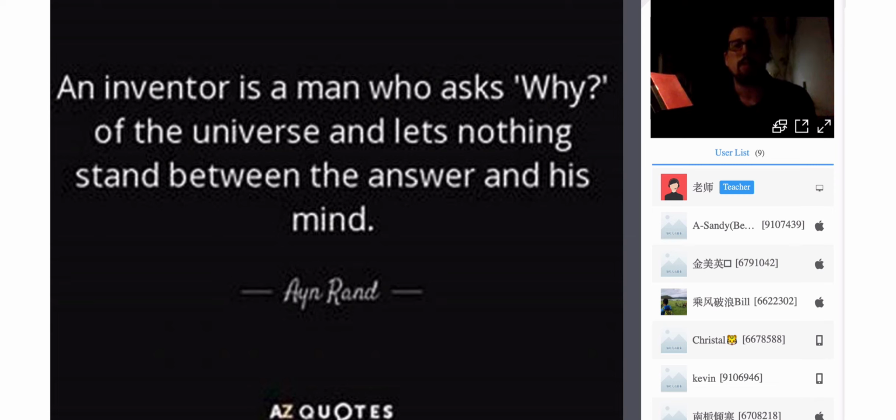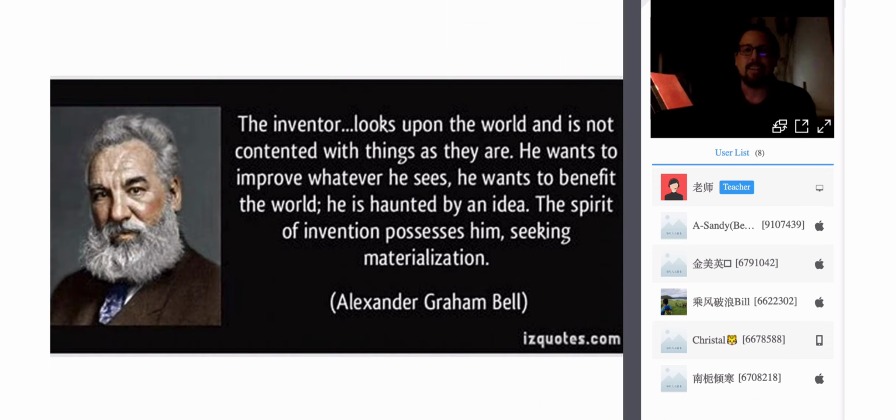An inventor is a man who asks why of the universe and lets nothing stand between the answer and his mind. Teachers always asking you, why? An inventor looks upon the world and is not contented with the things as they are. He wants to improve whatever he sees. He wants to benefit the world. He is haunted by an idea. The spirit of invention possesses him, seeking materialization.